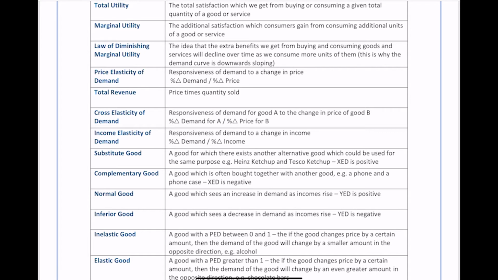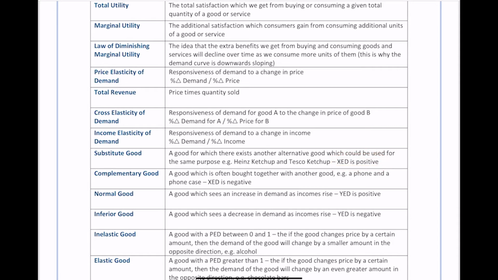Then we've got substitute goods. So a substitute good is a good for which there exists another alternative good. And then this is the important part, which could be used for the same purpose. So if you could either get Heinz ketchup, you could also get Tesco ketchup as well. It doesn't matter. You can substitute these goods for one another. And for these substitute goods, you'll find that the cross elasticity of demand is positive.